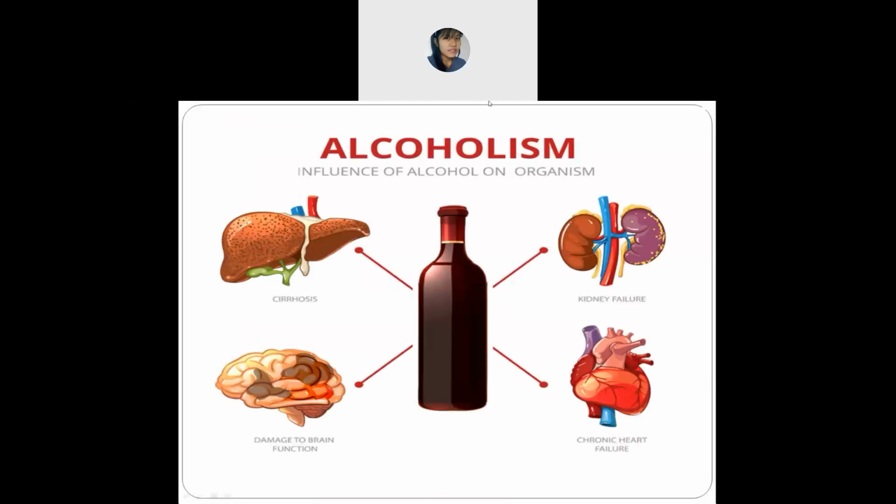Next is chronic heart failure, for whoever has heart disease and so on. So they are at risk of having this ascites. These are some of the ill effects of alcohol. It will damage the liver, the brain, the kidney as well as the heart. Is it clear?